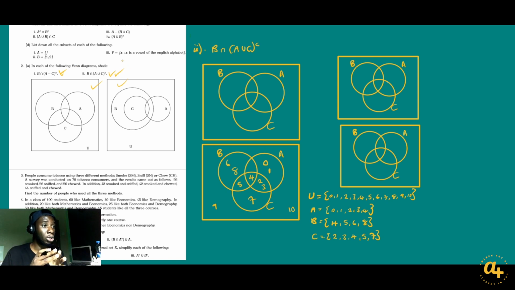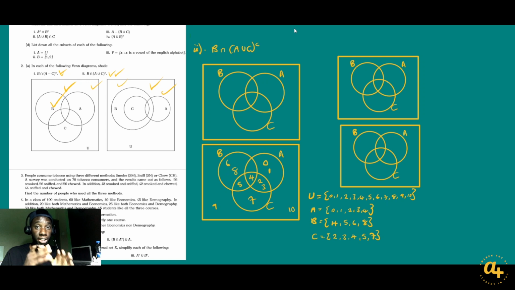So in Roman numeral 2, we have to shade the set B intersection A union C complement in each and every one of these Venn diagrams, and we're going to start with the Venn diagram here on the left hand side. So I'm sure you can see that we already have it prepared right here on our answer sheet. We are then going to move on to shade the same set on the Venn diagram on the right hand side, which is this one over here. I'm sure you can see that these are two different Venn diagrams.